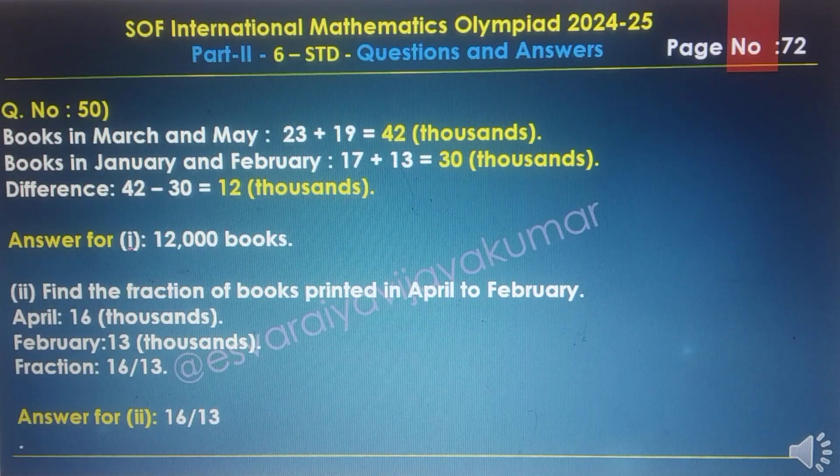The solution of this problem: books of March and May, 23 plus 19 equals 42,000. The books of January and February, we are getting 17 plus 13 equals 30,000. The difference, 42 minus 30, we are getting 12,000. The answer 1 is 12,000 books. To find the fraction of books printed in April to February: April 16,000 and February 13,000, so the fraction is 16 upon 13. The answer 2 is 16 upon 13.